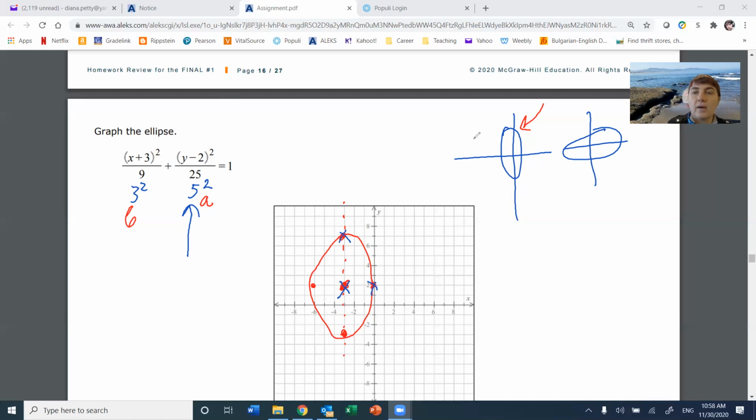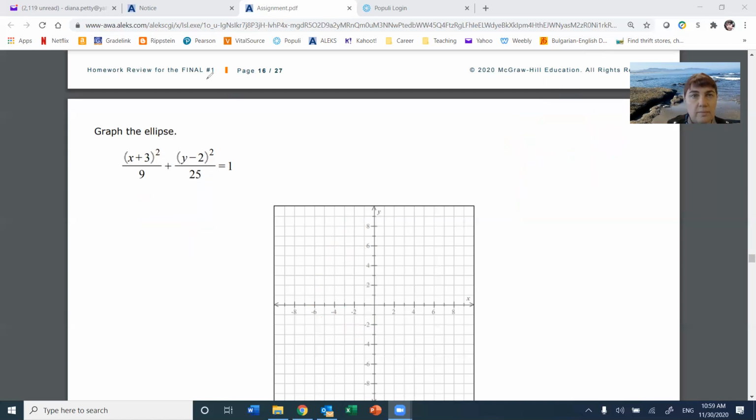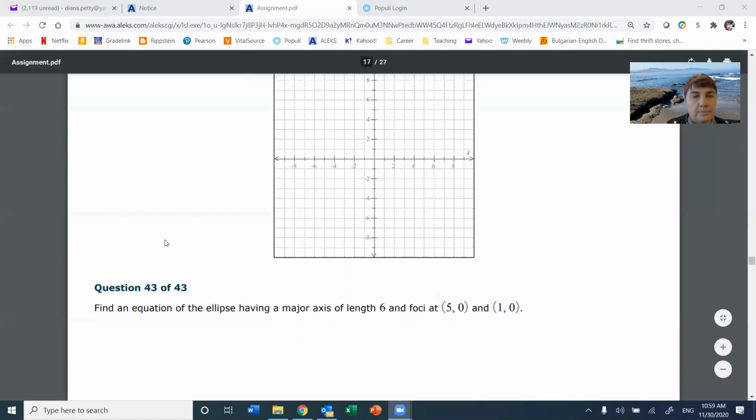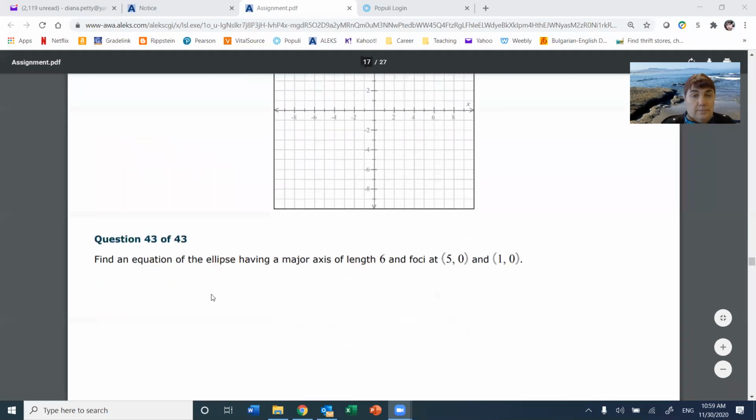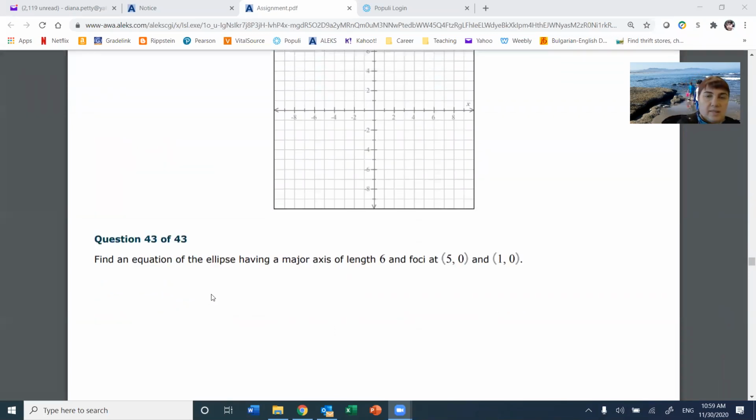Next one is 40. Again, always do a little sketch before you start to figure out where your figure is going to be. Left, right, up, down. Okay. Now, find the equation of an ellipse having a major axis of length 6, foci. Okay. So let's just figure out what ellipse is it.